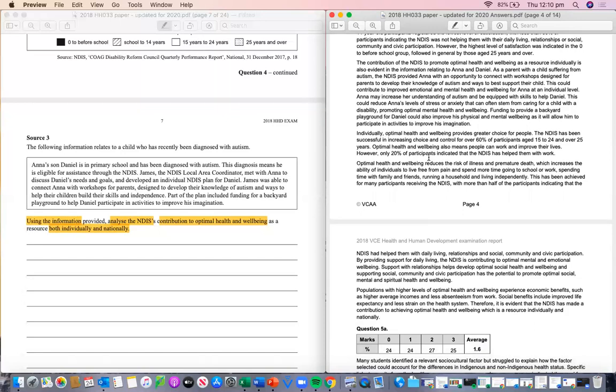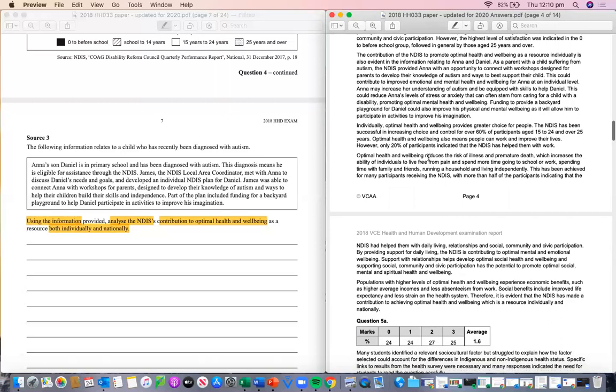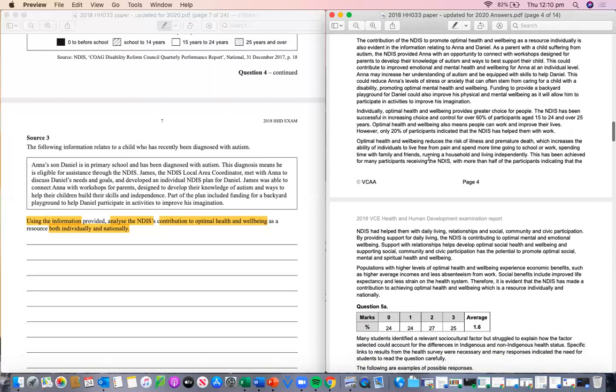As a parent with a child with autism, the NDIS provided Anna with an opportunity to connect with workshops designed for parents to develop their knowledge of autism and ways to best support their child. This could contribute to improved emotional health and well-being for Anna at an individual level. Anna may increase her understanding of autism and be equipped with skills to help Daniel. This could reduce Anna's level of stress and anxiety that can often stem from caring for a child with a disability, promoting optimal health and well-being.